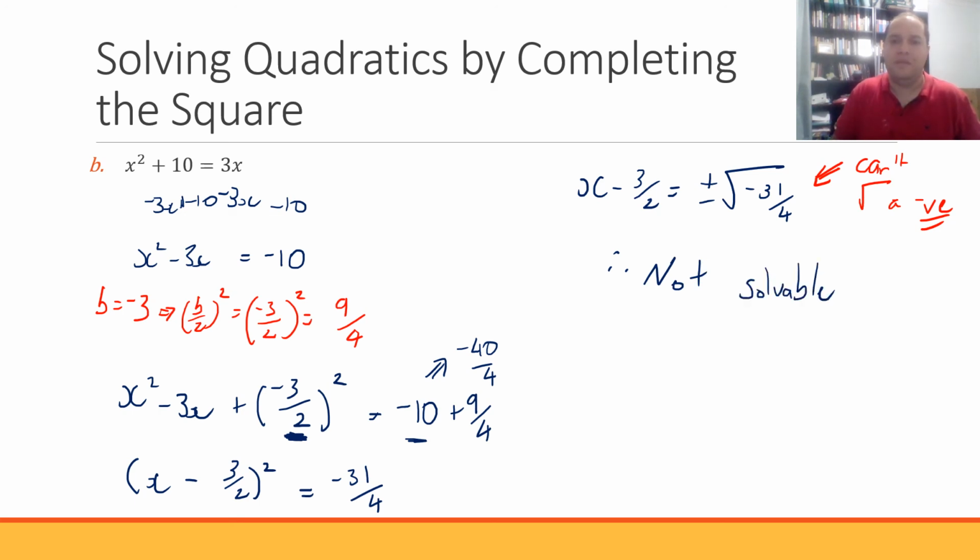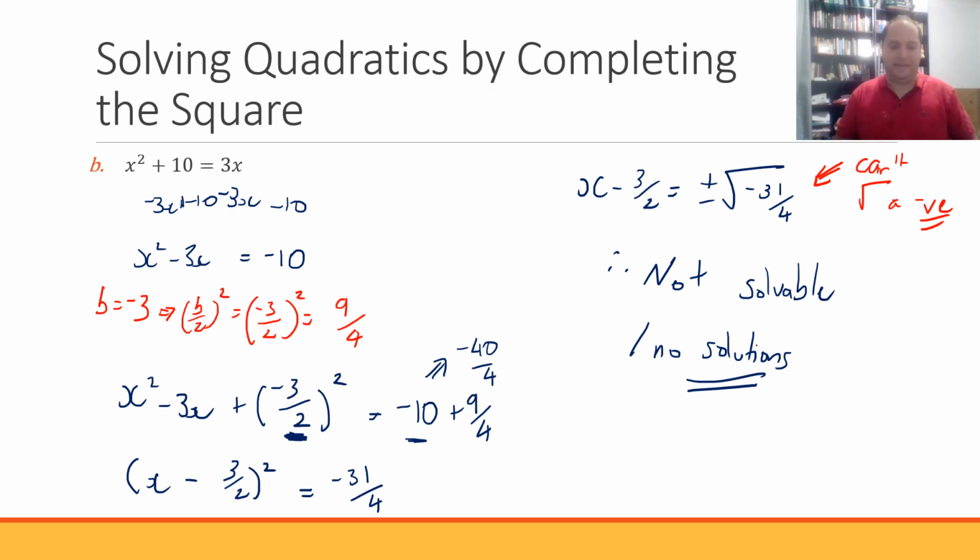Or there are no solutions to this particular equation. It just can't be solved. We don't have any numbers that make this equation work. So that's the situation we should look out for. If you ever have the square root of a negative, that means we can't solve the equation because we can't square root a negative.